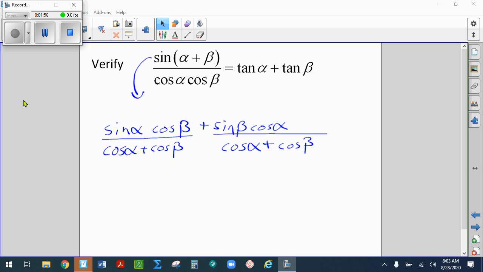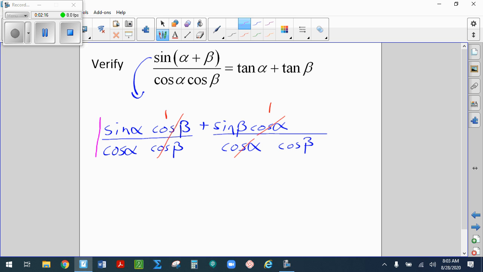All right, so then, there's no plus sign here, or here. So then I can cancel out by dividing. Cosine beta divided by cosine beta is 1. Cosine alpha divided by cosine alpha is 1. So I'm left with sine alpha over cosine alpha, which is tangent alpha.